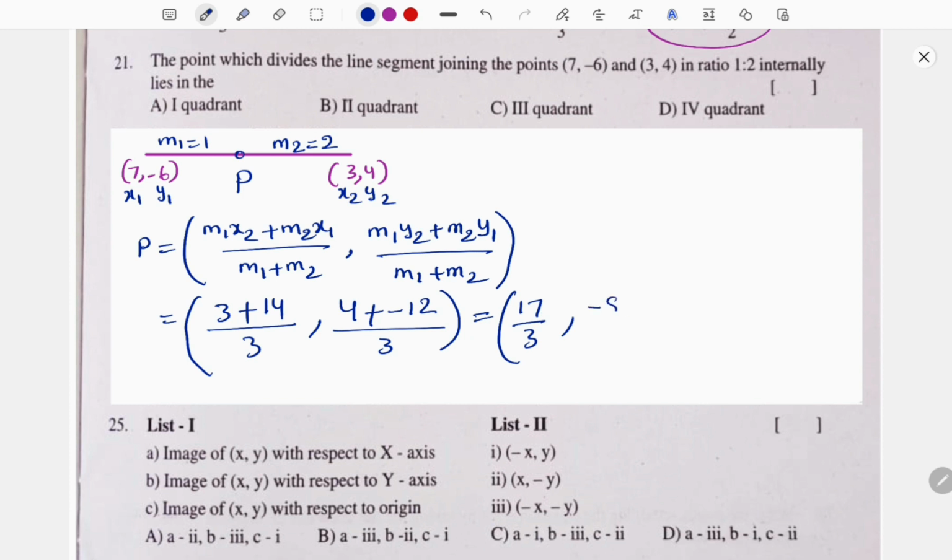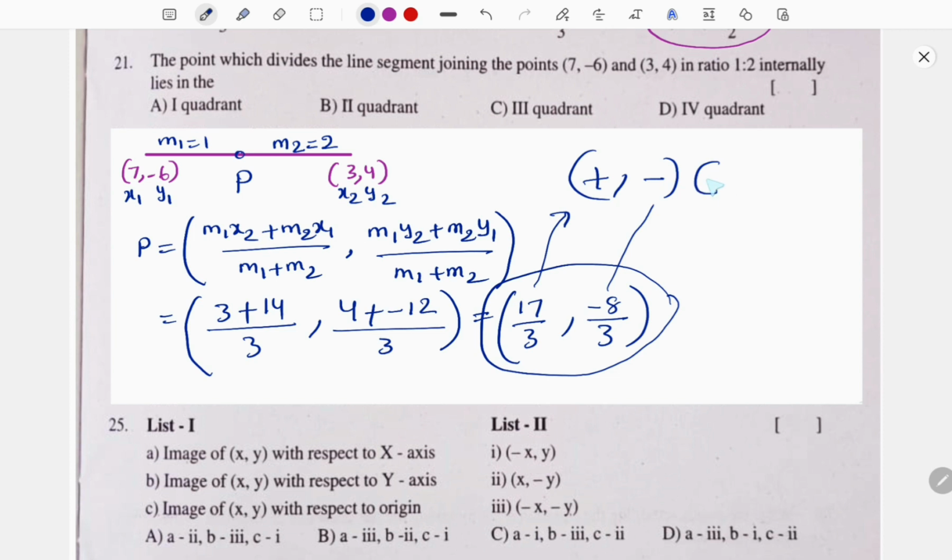Minus 8 by 3. So in the question he asked in which quadrant the point lies. Now this point lies in which quadrant? Here x is positive and y is negative. So plus comma minus belongs to Q4, the fourth quadrant. Therefore the right answer is D, the fourth quadrant. That point lies in the fourth quadrant.